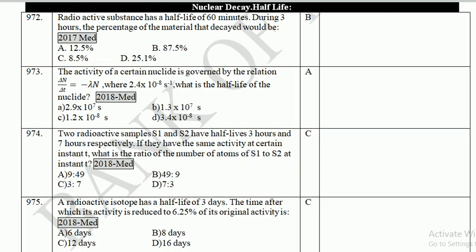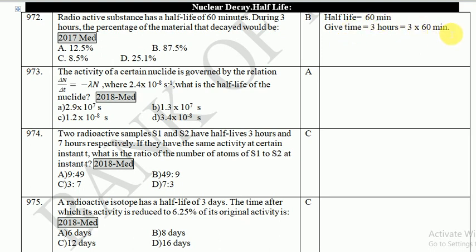Next are MCQs on radioactive substances. Let's start. A radioactive substance has a half-life of 60 minutes. After 3 hours, the percentage of material that has decayed is? In the question, the half-life is 60 minutes. The given time is 3 hours, which means 180 minutes, 3 multiplied by 60 minutes.